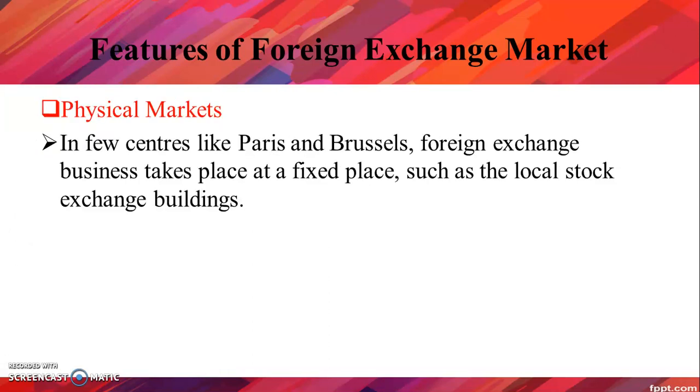Next feature is based on physical markets. In a few centers like Paris and Brussels, foreign exchange business takes place at a fixed place, such as the local stock exchange buildings. At these physical markets, the banks meet and, in the presence of the representatives of the central banks, and on the basis of bargains, fix rates for a number of major currencies. This practice is called fixing. These are the main features of foreign exchange markets.